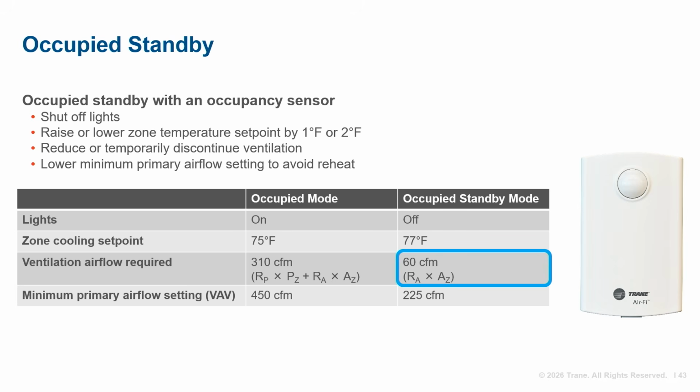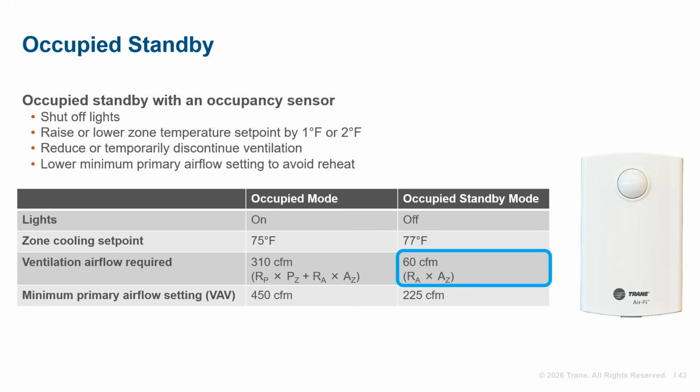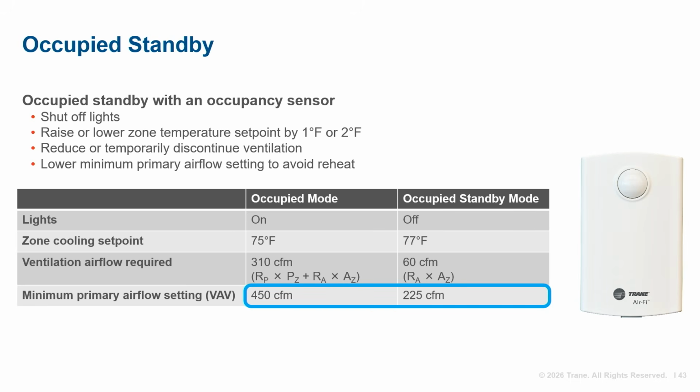In fact, Standard 62 permits some zone types to be reset to zero ventilation, provided normal ventilation can be resumed immediately when occupancy is detected. So, if properly equipped and controlled, this zone could receive zero ventilation when in occupied standby mode. And finally, the VAV minimum could be reset downward to reduce or eliminate the need for zone reheat. Each of these actions is designed to save energy.